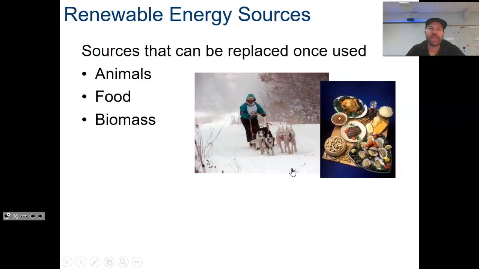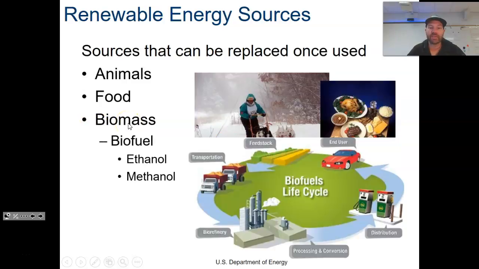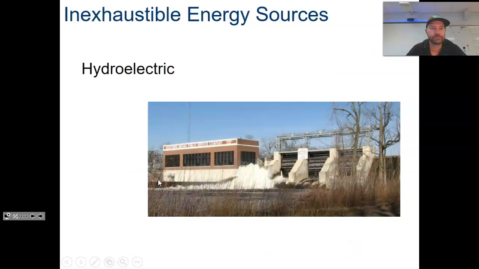Biomass. A corn burner. Maybe you have a pellet stove, or maybe you have a fireplace at home. That's biomass, things that were once living that you can then use for energy. Biofuels, and we talked about those before as alternatives, ethanol and methanol. Different places that we can get from the environment. So this will be what we call inexhaustible, things that will never run out.